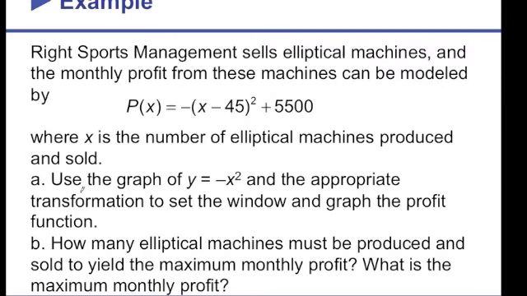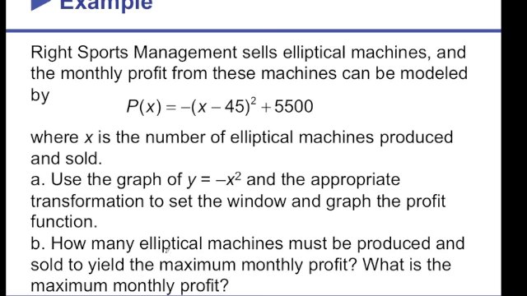Now, the Wright Sports Management sells elliptical machines, and the monthly profit from these machines can be modeled by P of X equals negative the quantity X minus 45, the quantity squared, plus 5,500, where X is the number of elliptical machines produced and sold. Well, you're going to use the graph of Y equals negative X squared and the appropriate transformation to set the window and graph the profit function.